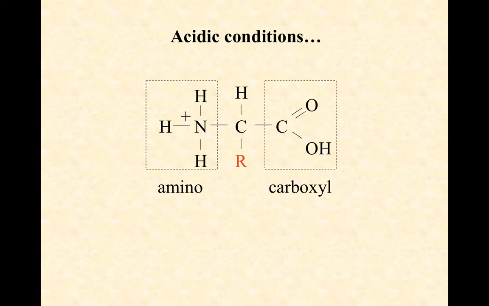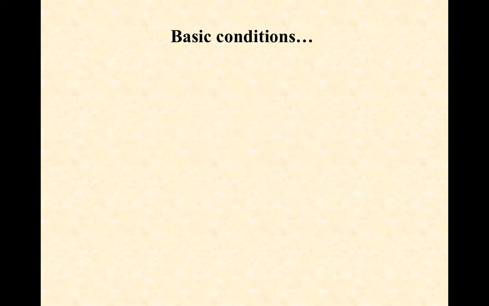I bet you did. Now I want you to pause the video and try sketching the amino acid under alkaline or basic conditions. Remember, alkaline conditions means there's a deficit of H+ ions. What's this amino acid molecule going to look like when there are very few H+ ions to be had? Go ahead and click pause and give it your best shot.